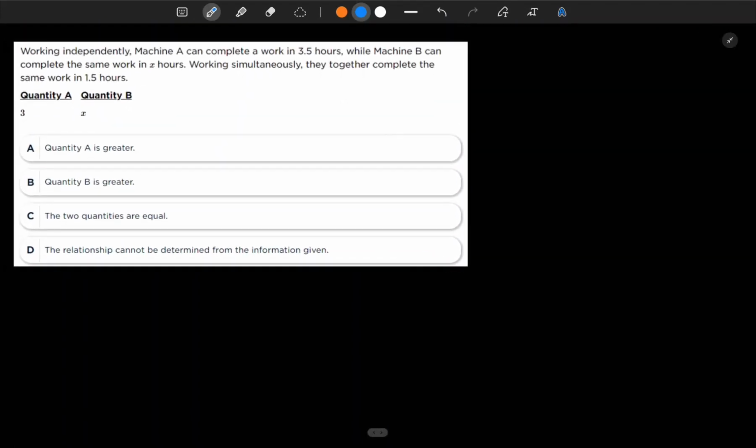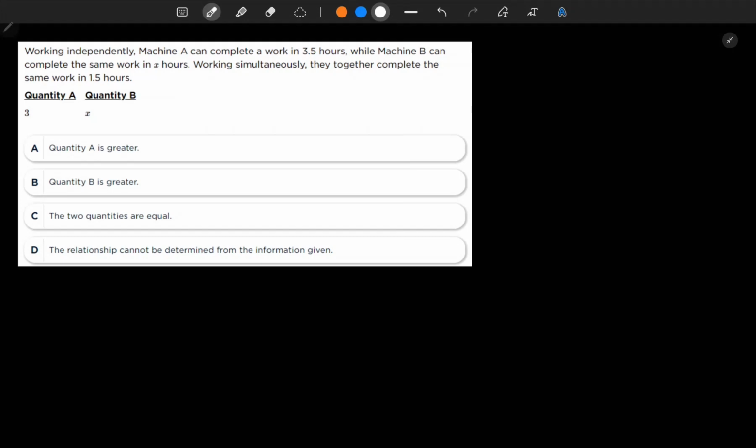Moving on to the next problem. Consider the following. Working independently, machine A can complete a certain amount of work in 3.5 hours, while machine B can complete the same amount of work in x hours. Working simultaneously, they together complete the same work in 1.5 hours. We wish to compare the quantity A, which is just 3, to the quantity B, which is equal to x. So here we need to solve for x, assuming that we can do so, and then compare that value to 3.